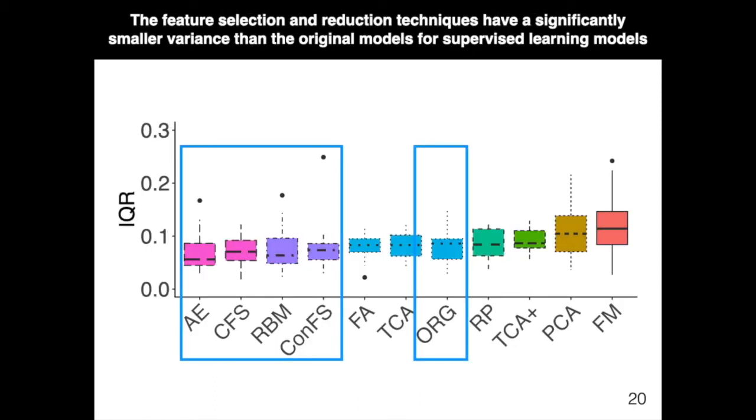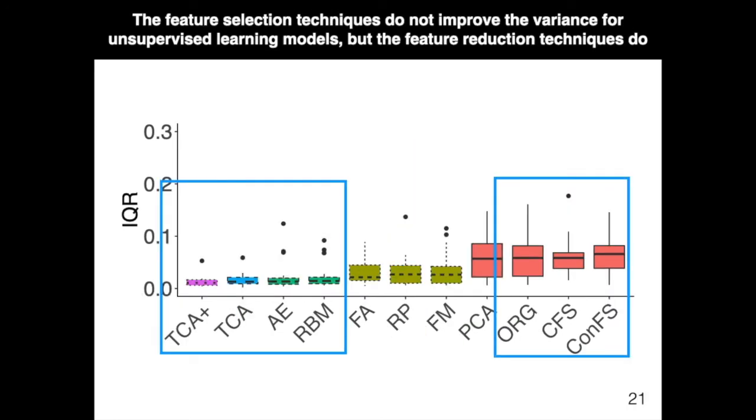We also study the variance of the prediction performance across different prediction models. If the variance is small, we could choose any defect prediction model, since any defect prediction model can achieve similar prediction performance. For the supervised learning defect prediction models, we observe that the feature selection and reduction techniques have a significantly smaller variance than the original models. For the unsupervised learning defect prediction models, we observe that the feature selection techniques do not improve the variance, but the feature reduction techniques do.